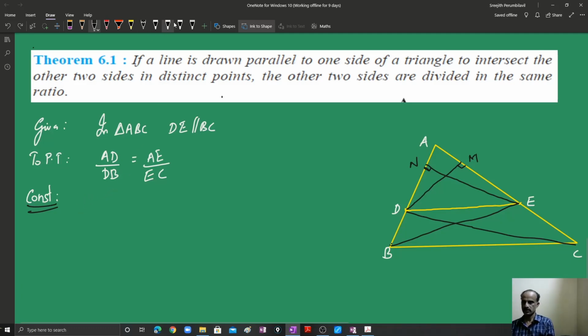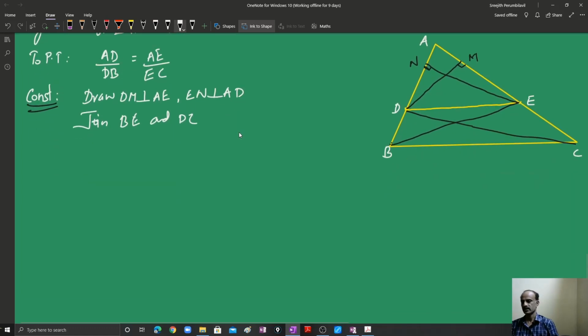The construction part is this. Draw what? DM perpendicular to AE and EN perpendicular to AD. Join which all things? BE and DC. This is to be joined. Okay, BE and DC are joined.